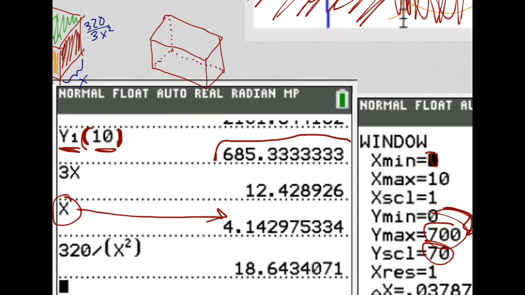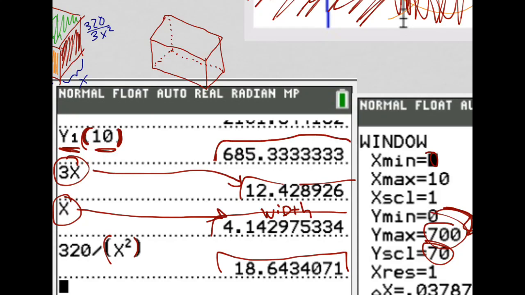So it tells me the x value is 4.142975334. Well, what does that x value represent again? Oh yeah, it's my width. That's cool, but this is even better. Keeping that x value, I can enter 3x for my length and get a value of 12.429. And then I can enter my super annoying height, which is 320 divided by quantity x squared, and I'm told that that is 18.6434071. And if I multiplied these numbers all together, my number better be super close to 320 cubic centimeters.